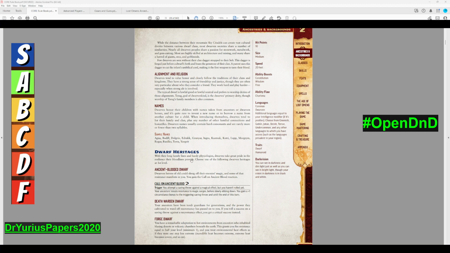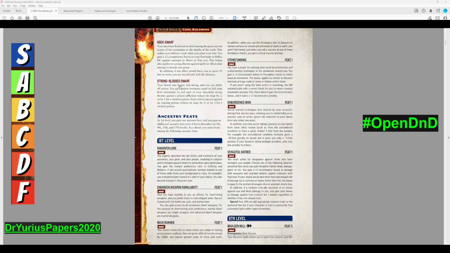In addition, for instance, this is Ancient Blooded Dwarf. You can call on the Ancient Blood. You attempt a saving throw against a magic effect, but you haven't rolled yet. Your ancestors' innate resistance to magic surges, and you get a +1 to that saving throw. Then there's Death Warden Dwarf, Forge Dwarf, Rock Dwarf, Strong Blooded Dwarf. At first level, you gain one ancestry feat, and then you gain another one every 4 levels after that, so at 5th, 9th, 13th, and 17th. Pathfinder 2 is built off of a lot of feats. You can customize your characters based off of the feats that you get.